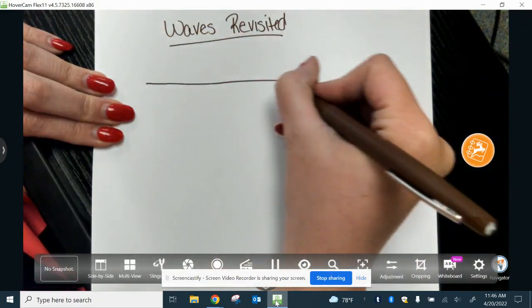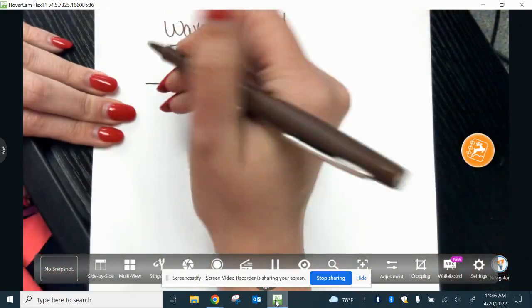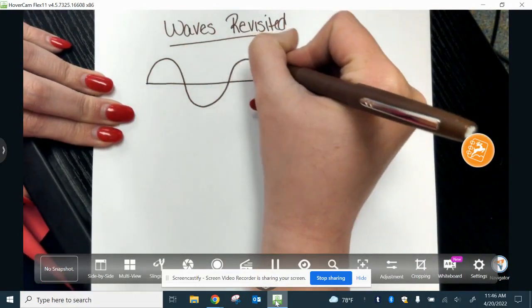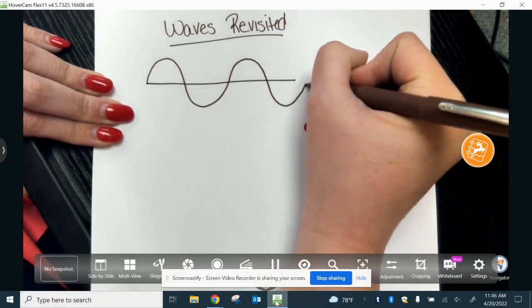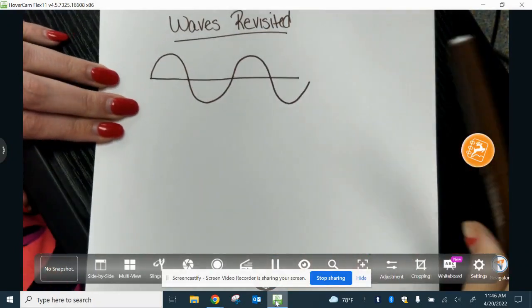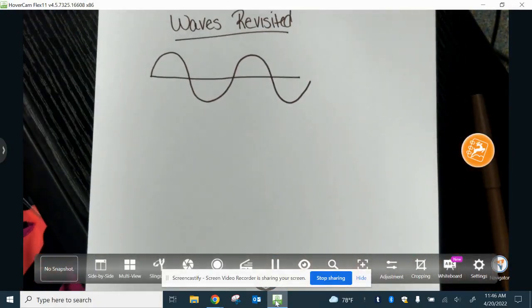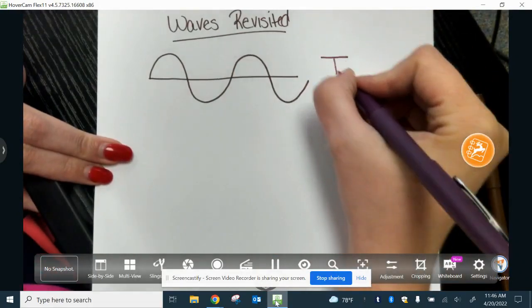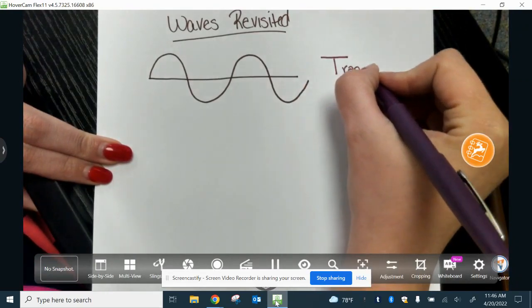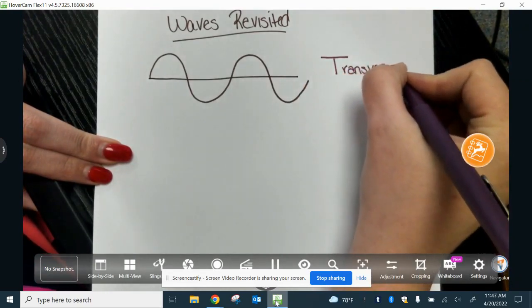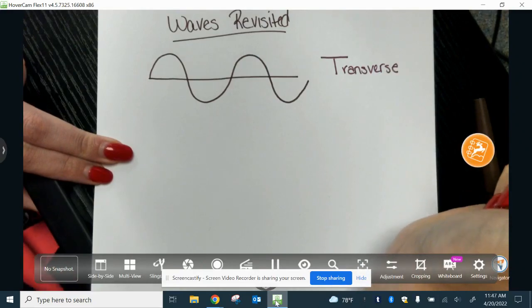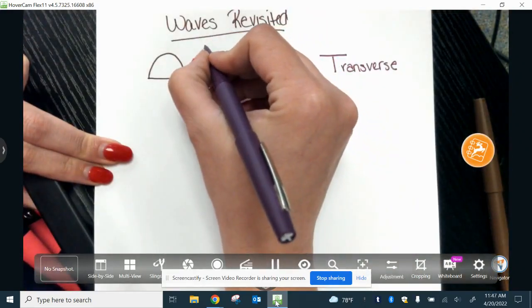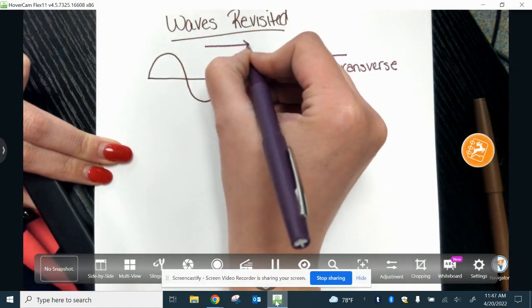So here's my midline, my median line. If there's not a wave, first type of wave, it's going to look like that. Okay. This is a transverse wave. When I say transverse, if the wave motion, the wave is going this way.